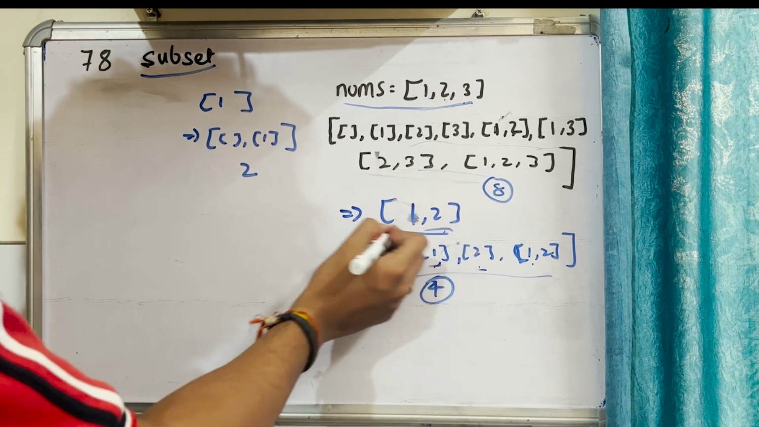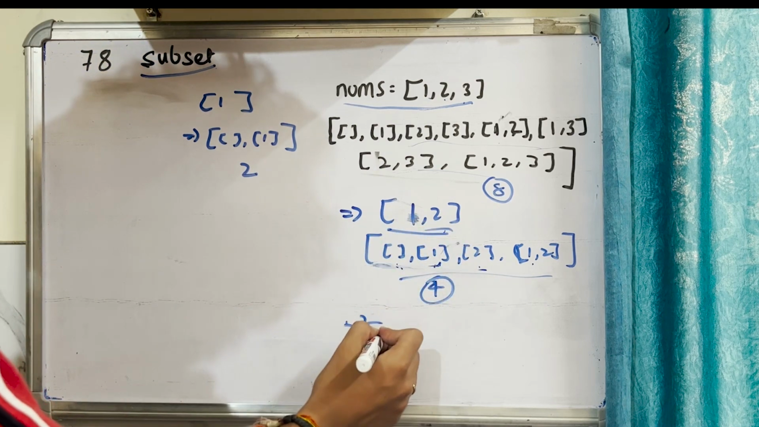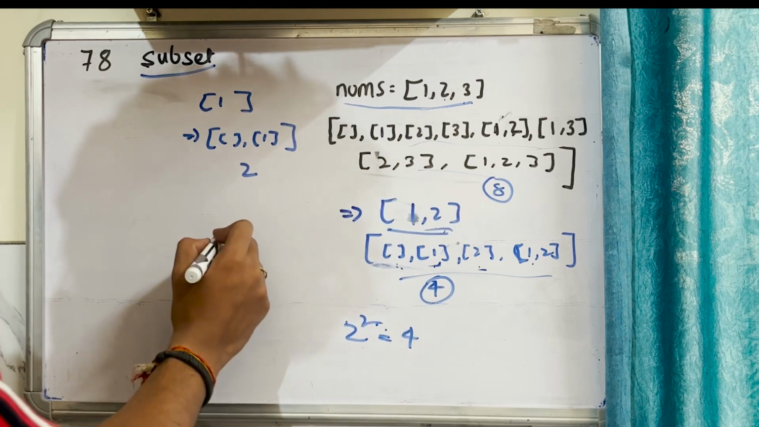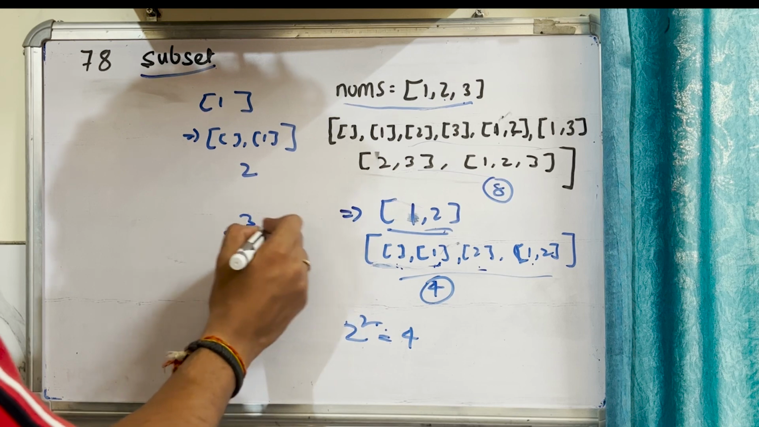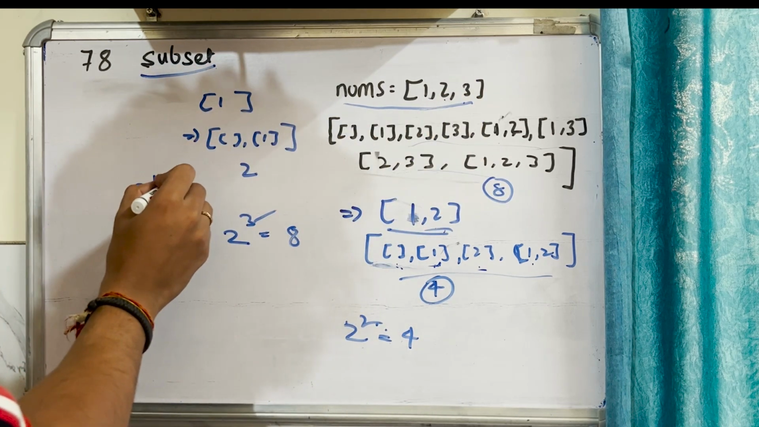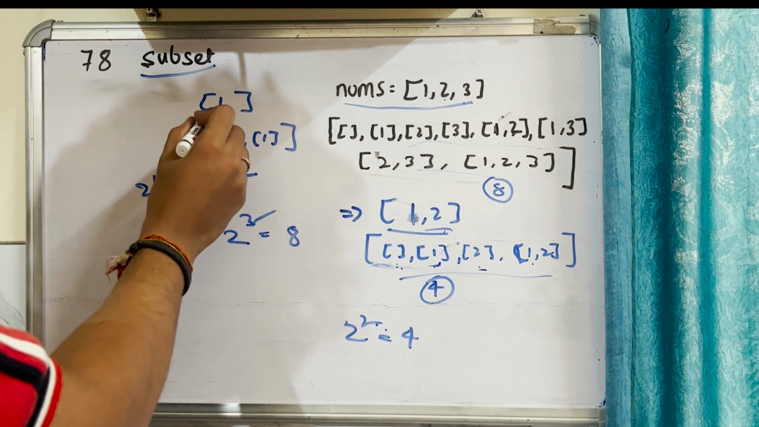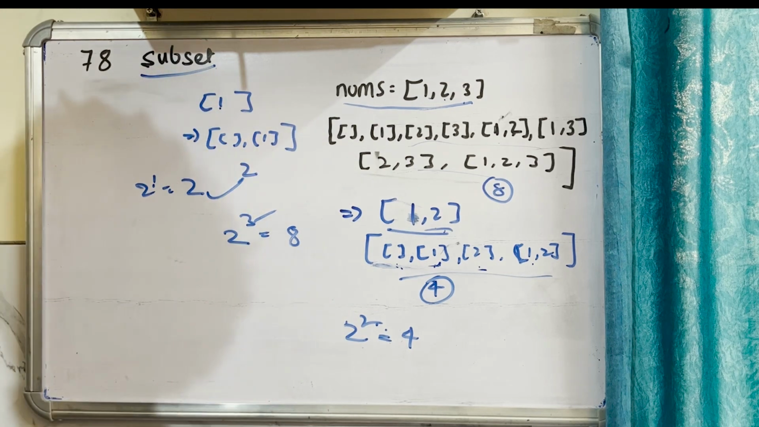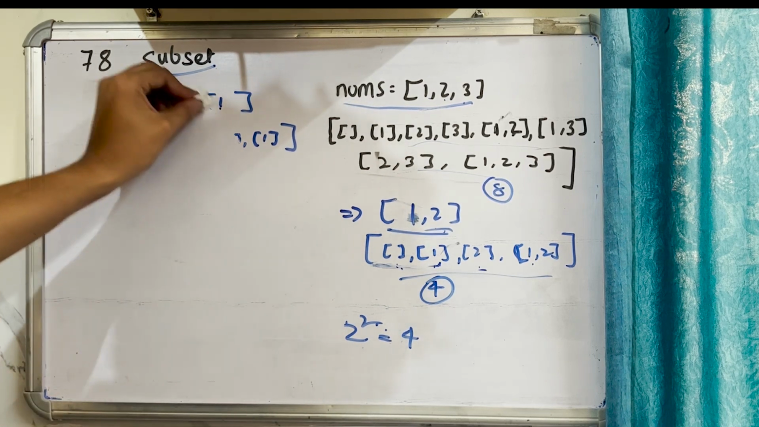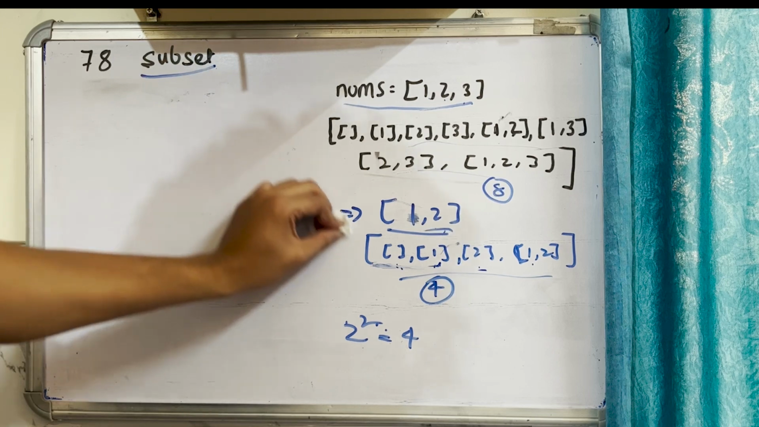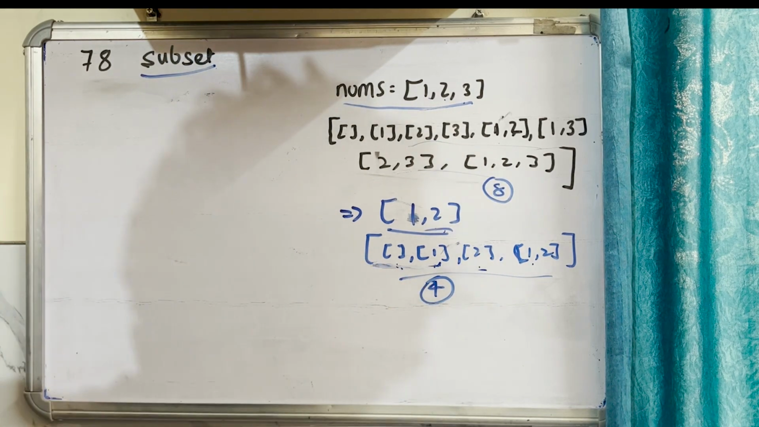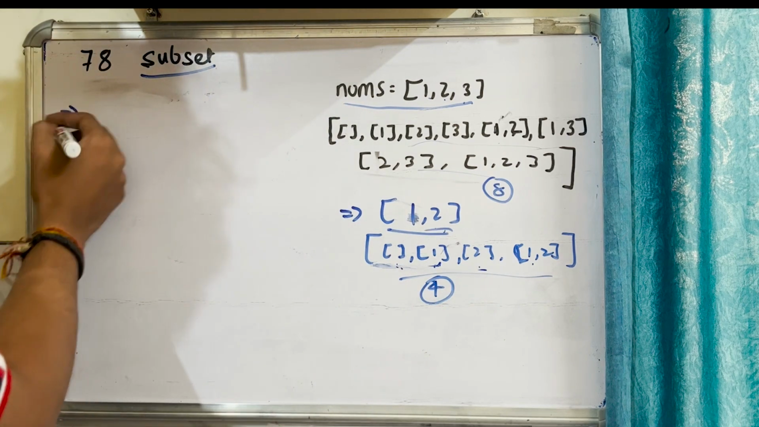So for this, you have 2 to the power 2 equals 4, where 2 is the number of elements. Here 2 to the power 3 equals 8, where 3 is the number of elements. And same here, 2 to the power 1, which will be 2, equals the number of elements. So the thing that we understood is the number of subsets will always be equal to 2 to the power number of elements. So what we can do, we can use bit manipulation.